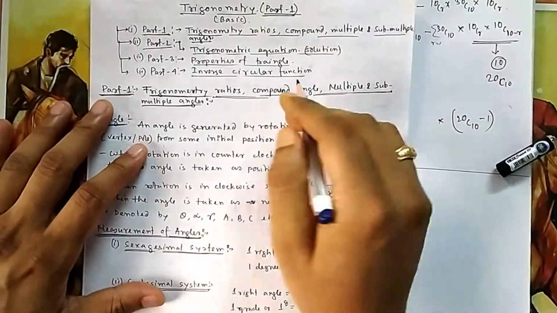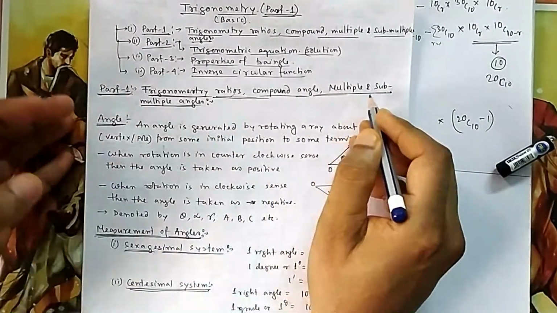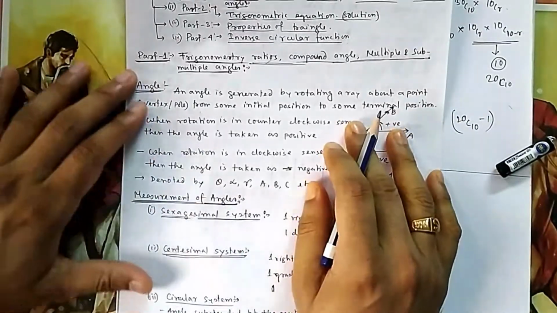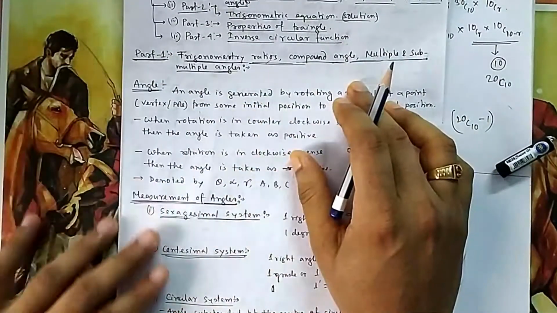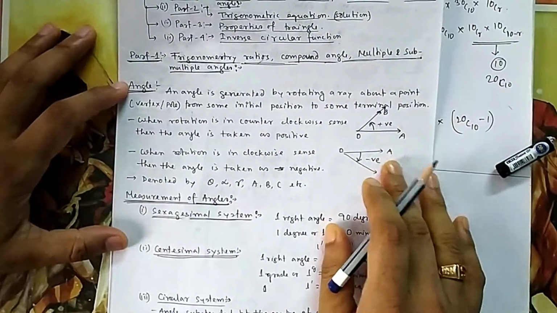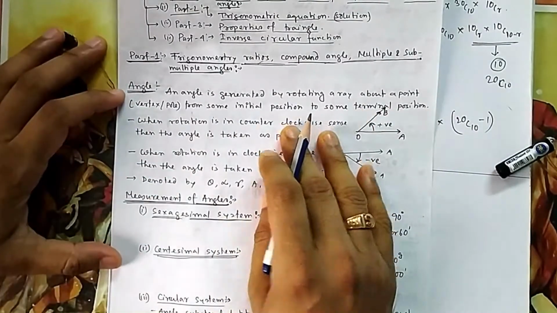Okay, we are at trigonometry part 1. In part 1 we will be discussing trigonometry ratios, compound angle, multiple and submultiple angle. So we'll start from the very basics. We'll start from class 10 onwards. What concepts you have till now, we'll just refresh a little bit. Any misconception you have, remove all those misconceptions before you move further.